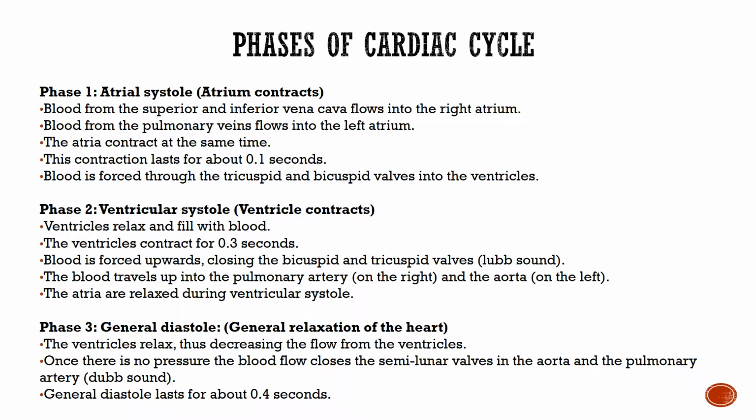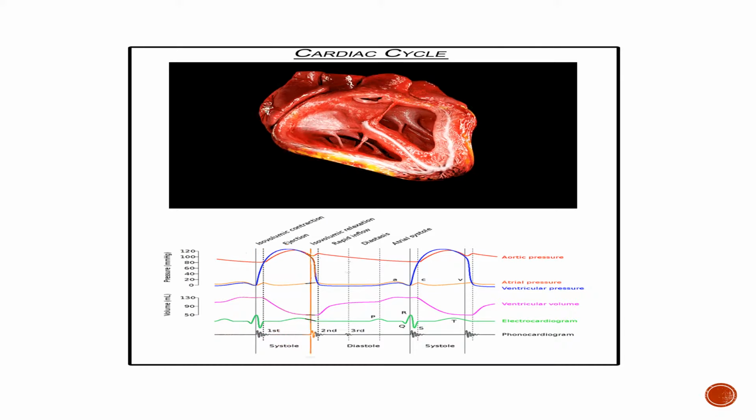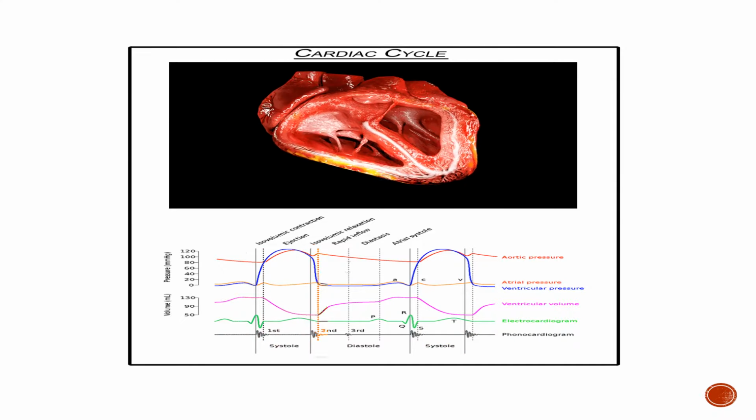The cardiac cycle proceeds in 3 phases. The first phase is atrial systole, where the atrium will contract, followed by the second phase, which is ventricular systole. The ventricle will contract, and lastly, followed by the third phase, general diastole. That means the heart will relax. Both atria and ventricles are relaxed.